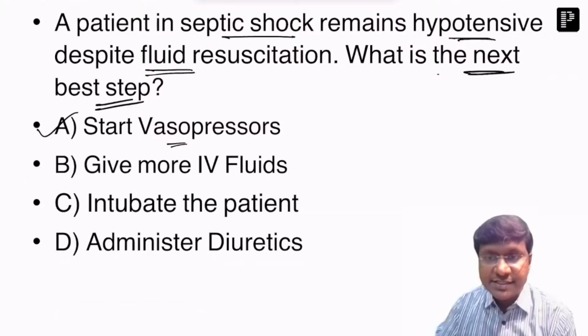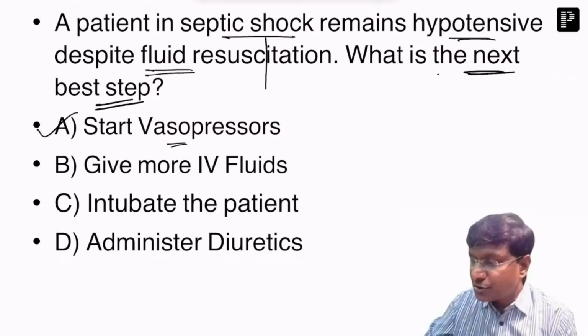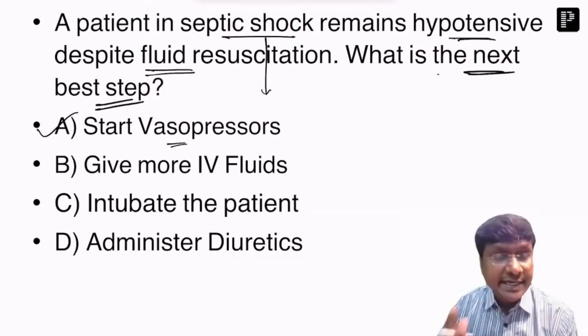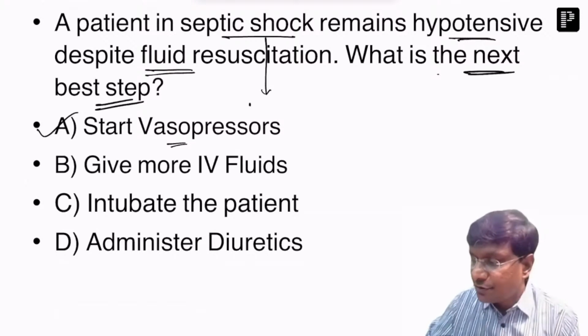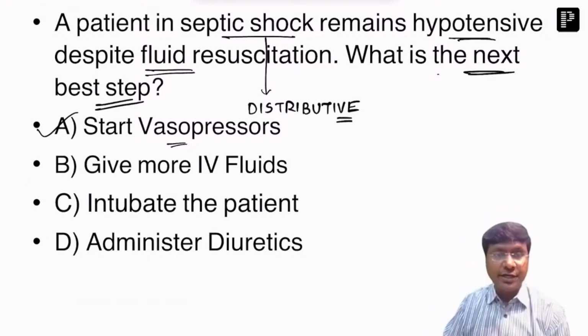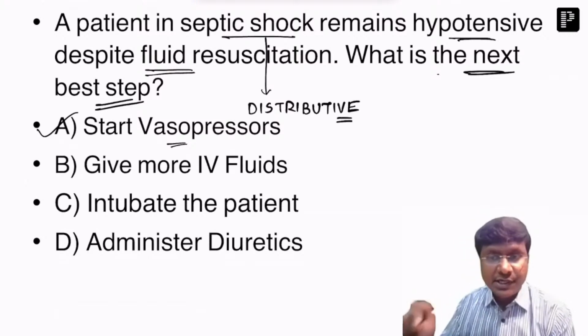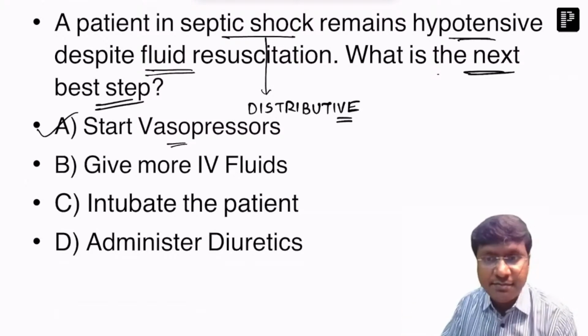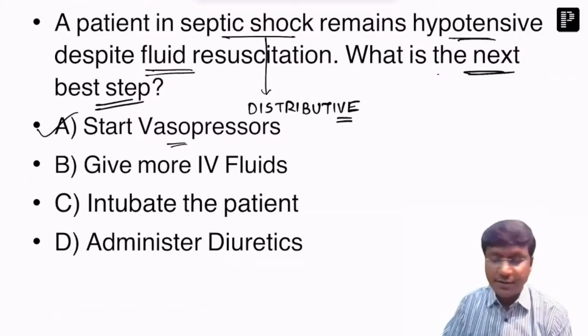The individual is in septic shock, and septic shock is what type of shock? It is a distributive shock. In patients with septic shock, there will be decrease in systemic vascular resistance. What could be the reason? Because of release of cytokines. Okay. Next question.